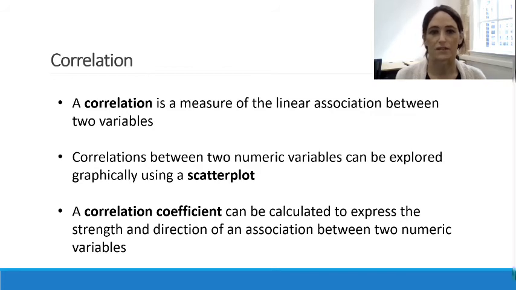A correlation is a measure of the linear association between two variables. Correlations between two numeric variables can be explored graphically using a scatter plot. And a correlation coefficient can be calculated to express the strength and direction of an association between numeric variables.